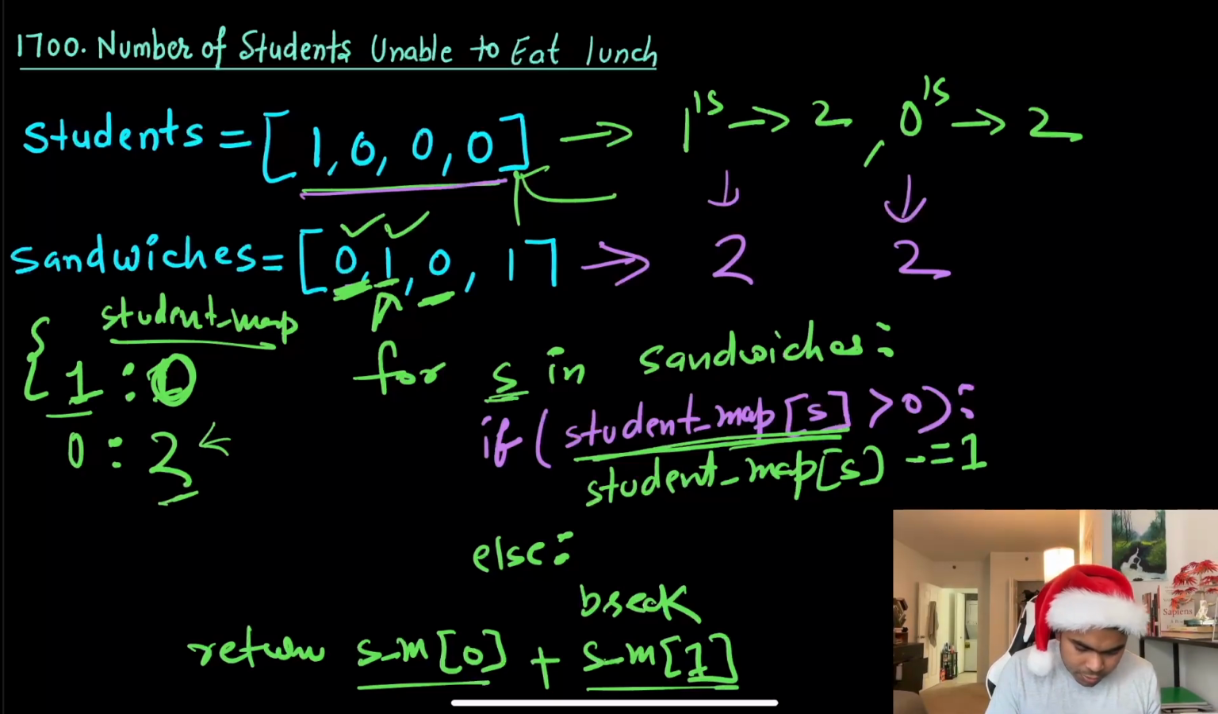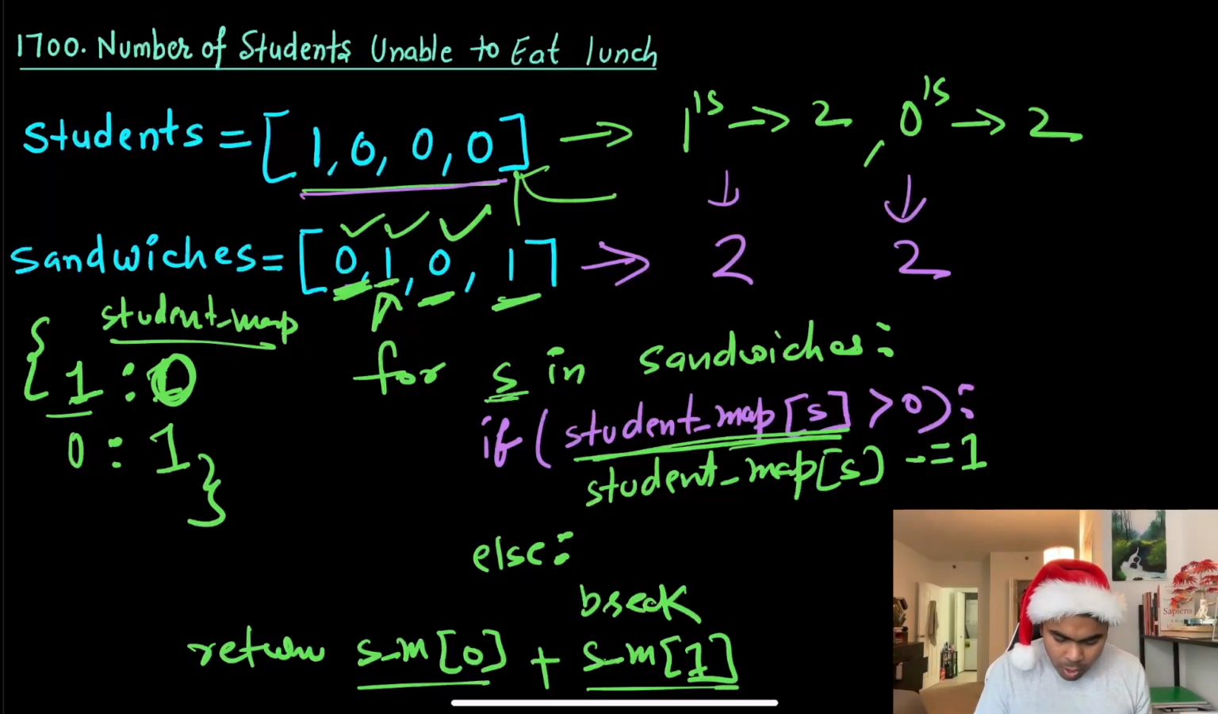So I have this 2. So I will remove this 2 and make it 1. Now there is one student that wants a circular sandwich. Now I come, this is also done. Now I come to this guy 1. Now tell me, is there a student that wants a square sandwich, which is 1? 1 represents square sandwich. Well, I see, actually no, this is not greater than 0. This is equal to 0.